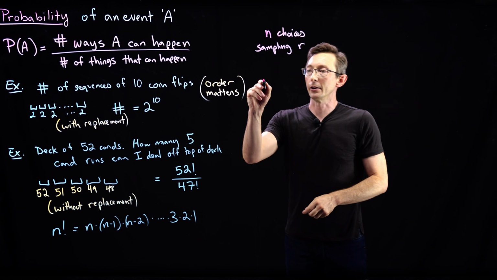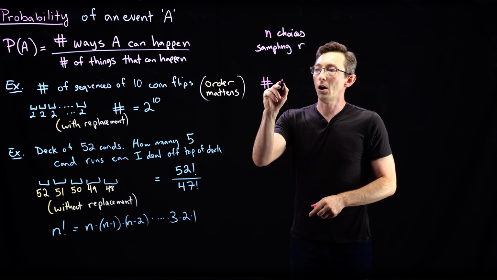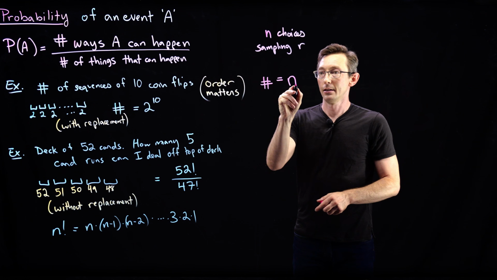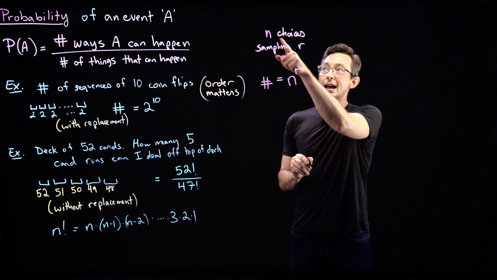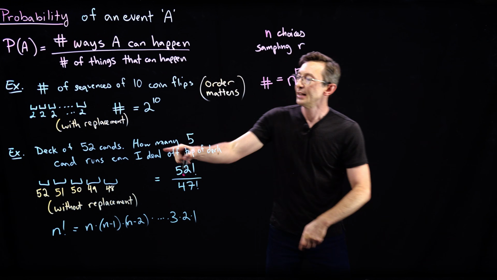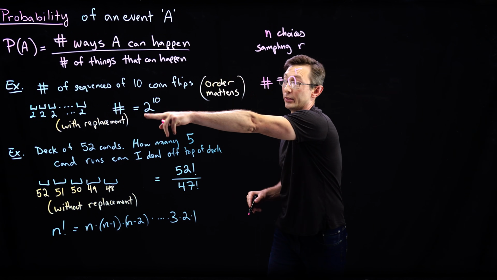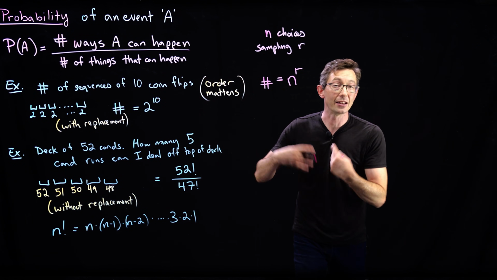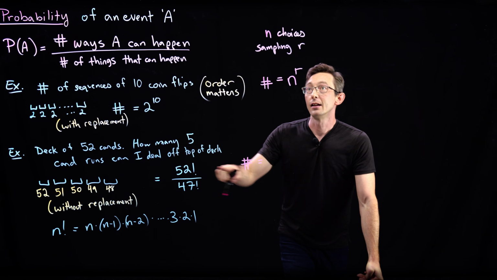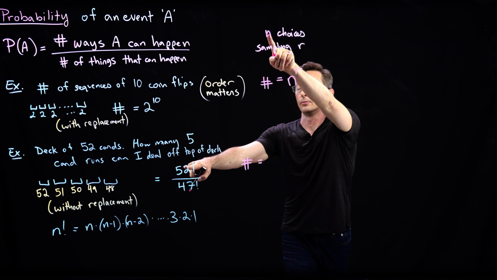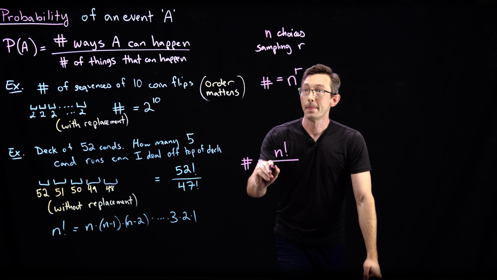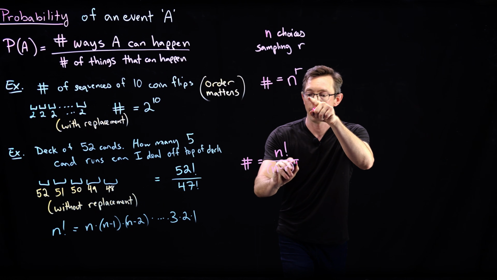So the number here is n to the power R. I have 2 choices, and I'm sampling it 10 times. There's 2 to the power 10. Down here, this is with replacement. Without replacement, in the poker example, the number of choices is 52. So it's n factorial divided by n minus r factorial.